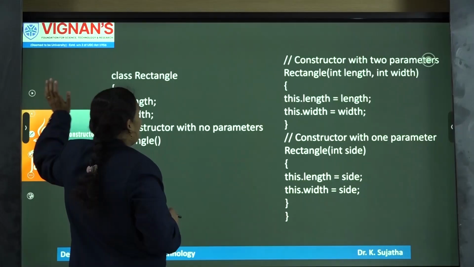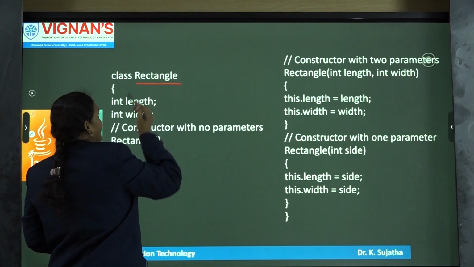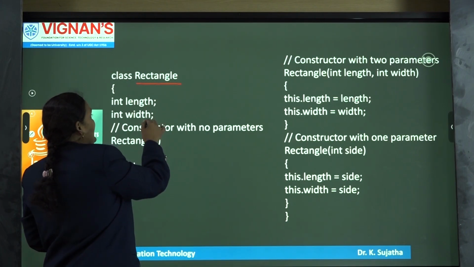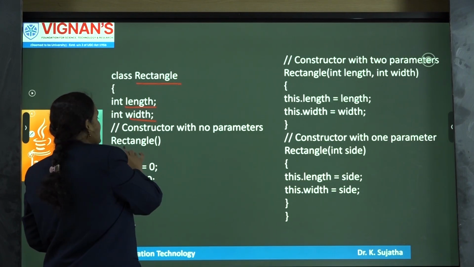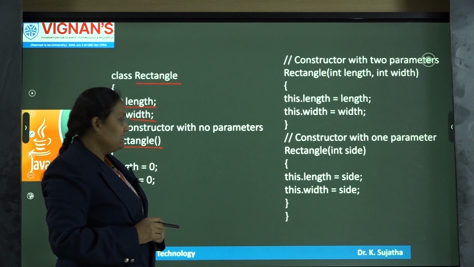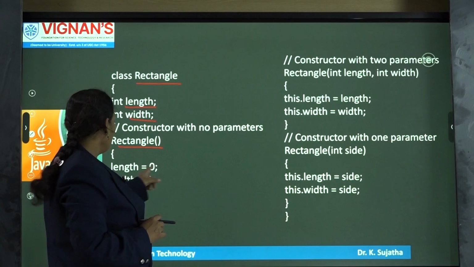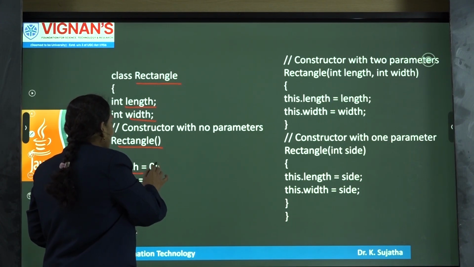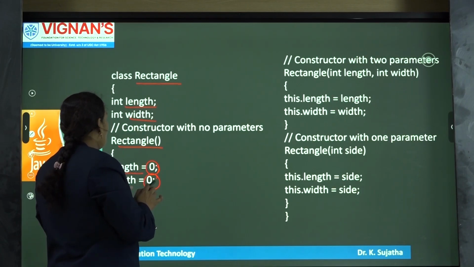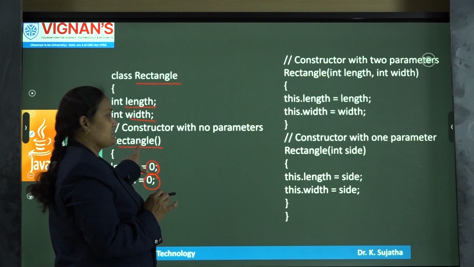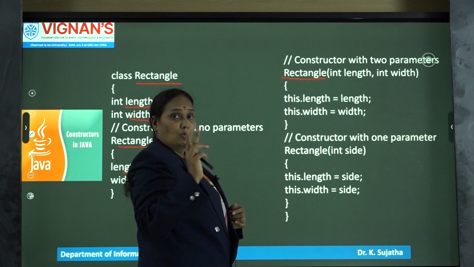Now we can see an example program for constructor overloading. See here, I have a class Rectangle which contains two variables, length and width. First I am creating a constructor Rectangle which doesn't take any parameters, which is called a non-parameterized constructor. Here I am assigning the value 0 to the variable length and 0 to the variable width in this constructor. Now you can see I am taking another constructor with two parameters.